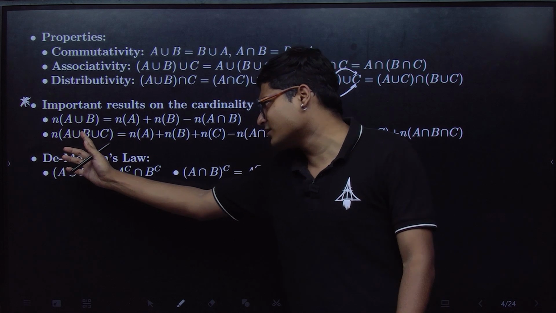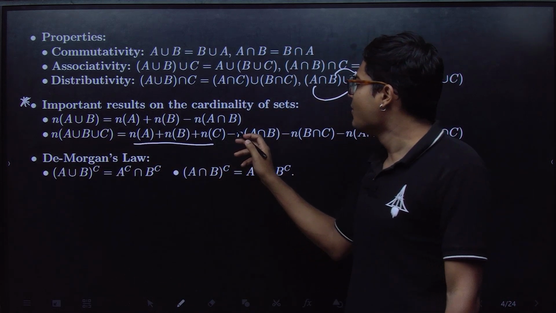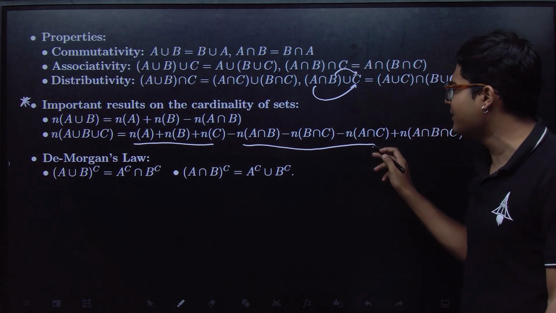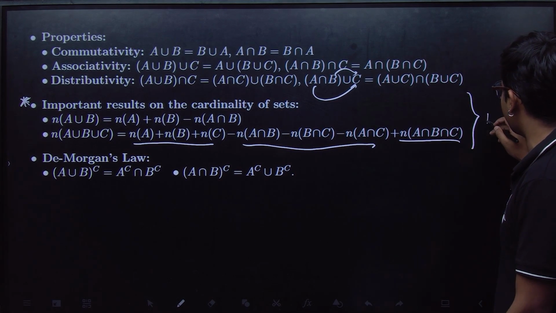Similarly, the size of A union B union C can be written as the sizes of the individual sets minus the intersection taken 2 at a time plus the intersection taken 3 at a time, right? This is also known as the principle of inclusion and exclusion, right?